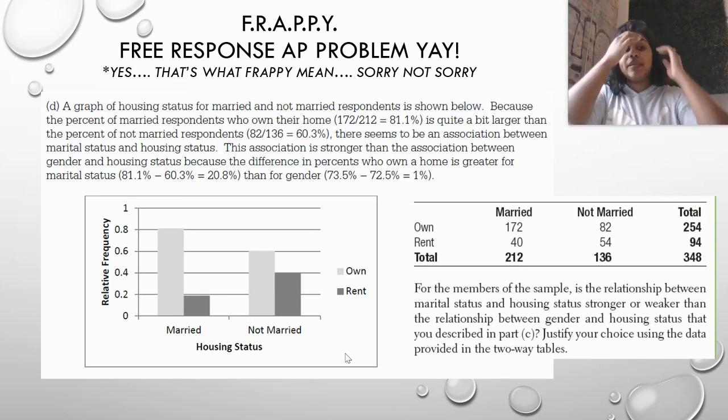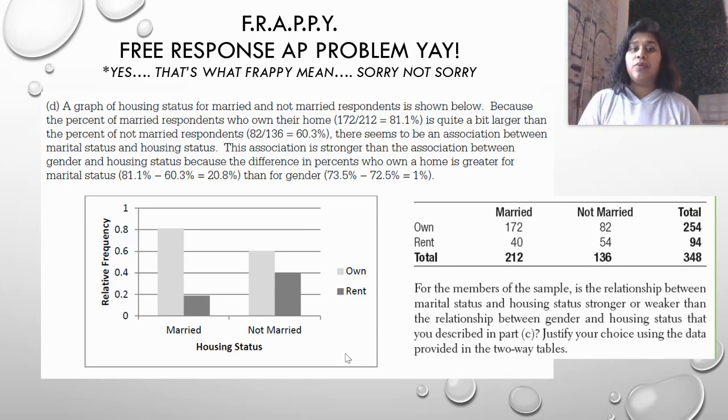Because the percent of married respondents who own their home, 81.1%, is quite a bit larger than not married respondents, 60.3%, there seems to be an association between marital status and housing status. This association is stronger, much stronger, right, than the association between gender and housing status, because the difference in percents who own a home is greater for marital status than it is for gender.